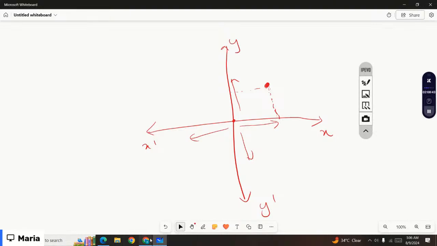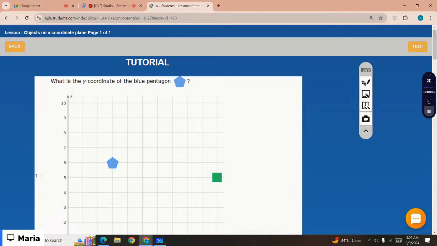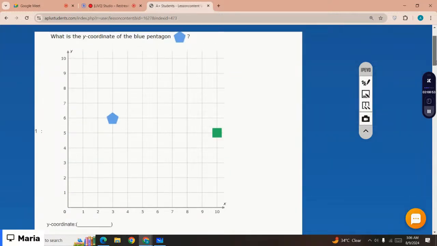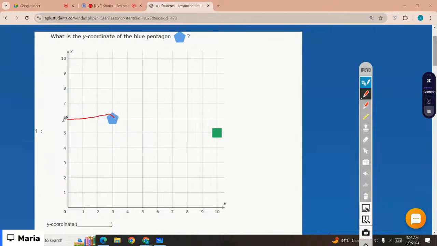Here you have a blue pentagon. So you need to see the y coordinate, right? Means you have to look at the y-axis. Here is the blue pentagon. Just look at the y-axis and match it to the axis. Here is the value 6. That means the y coordinate of the blue pentagon is 6. Got it?